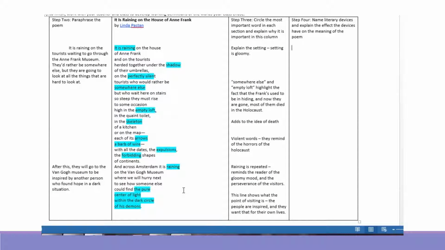Okay, sorry about that. We're going to do step 4 in the name and explain. And this is where we actually name and explain. We name the literary devices that the author uses, and we explain the effect the devices have on the meaning of the poem. So kids get really tripped up in this step.